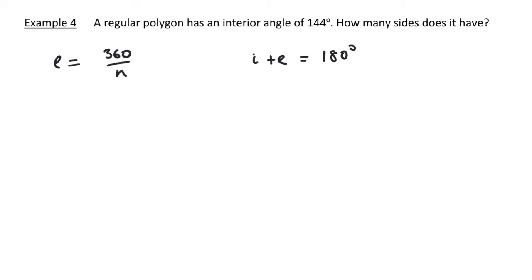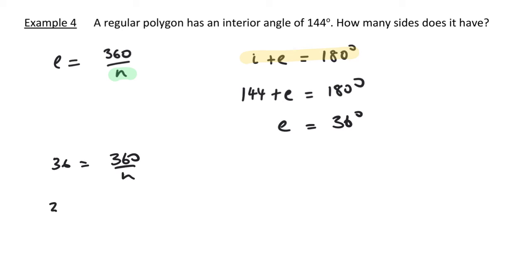So if we use this second formula and work out the exterior angle, then we can use that to work out the number of sides. We've got 144 plus the exterior is 180 degrees, so the exterior is 36 degrees. So 36 is 360 divided by n. Multiplying up by n, we get 36n is 360. Dividing by 36, we get n equals 10. So it's 10 sides, which is a decagon.